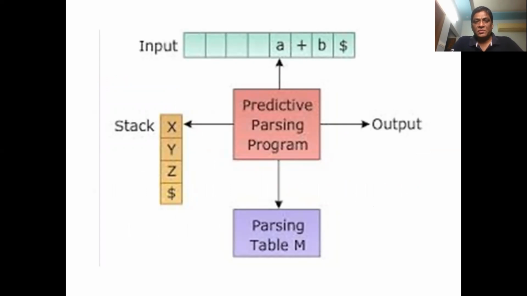So this is the schematic diagram of the LL(1) parser. If you look at this diagram, this is the parser which we are going to develop, the predictive parsing program. It is connected to three components. One is the input buffer, in which you put the string whose syntactic correctness you want to verify, let us say A plus B, followed by a dollar symbol at the end to represent the end of the statement.